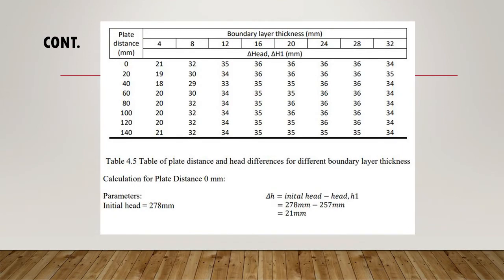Next, this is the boundary layer thickness and the calculation for the difference in head is the same as before. We'll be using initial head minus head. The initial head is 278 millimeter, minus the head of 257 millimeter, and we'll get 21. And this is the difference in head, and we'll be using the same calculation formula for every point.